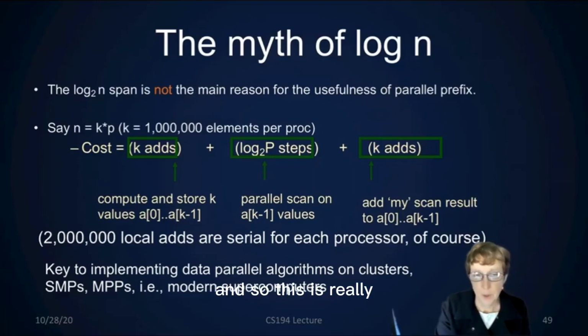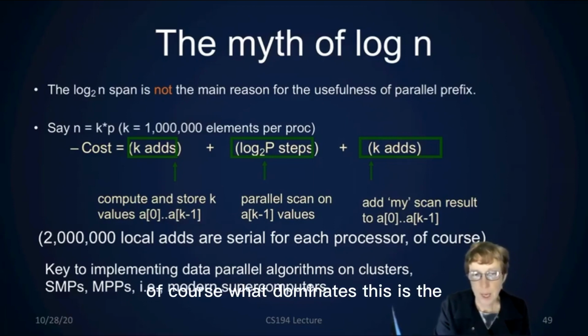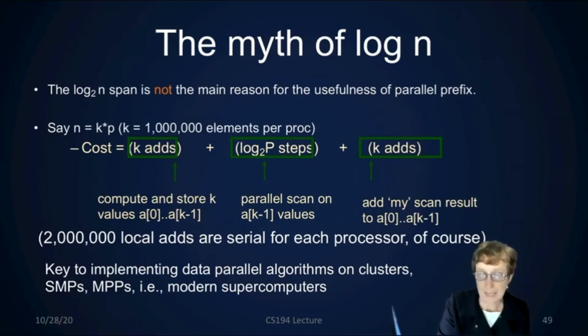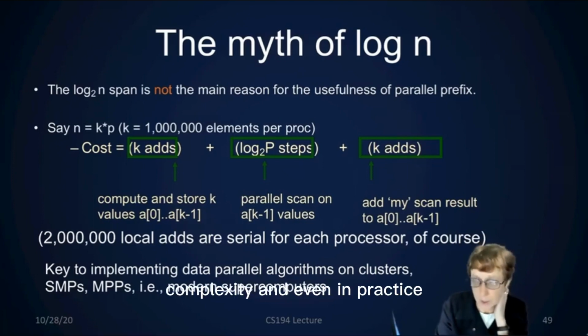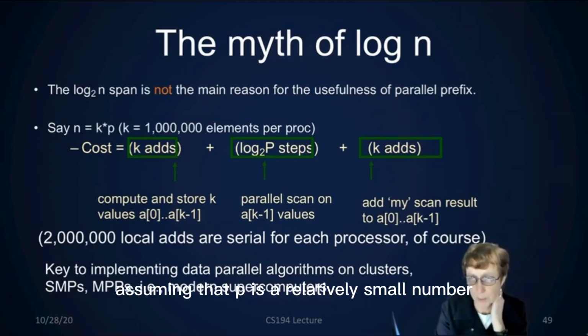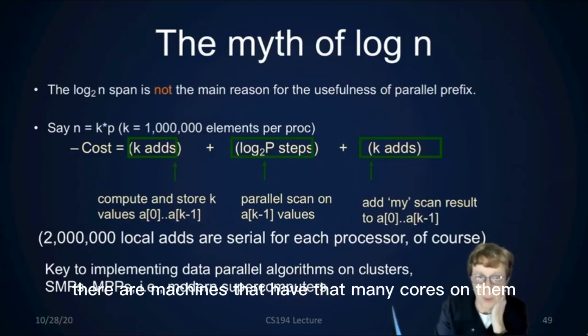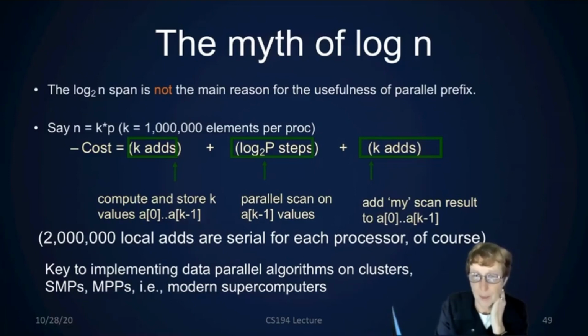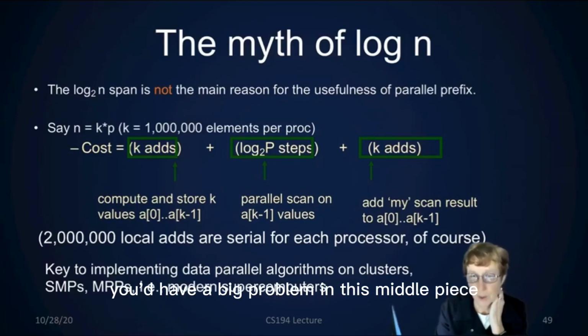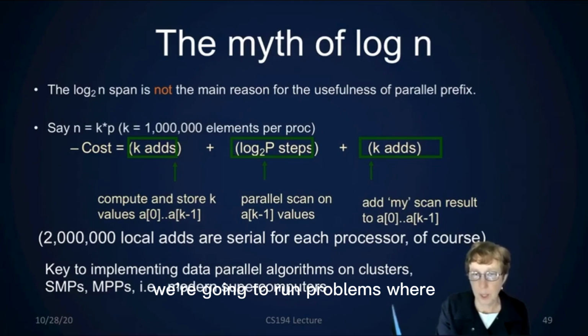And so of course, what dominates this is the local adds that are being done on the left and the right in terms of the computational complexity. And even in practice, assuming P is a relatively small number, if P were 1,000,000, and by the way, there are machines that have that many cores on them, but if P were 1,000,000 and K was only 10 or something, you'd have a big problem in this middle piece. But in general, we're going to run problems where the left and the right terms dominate.